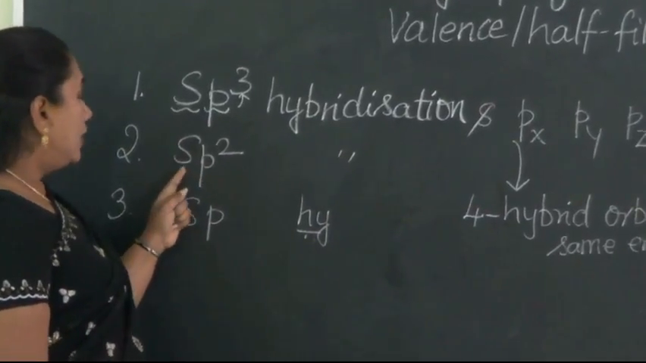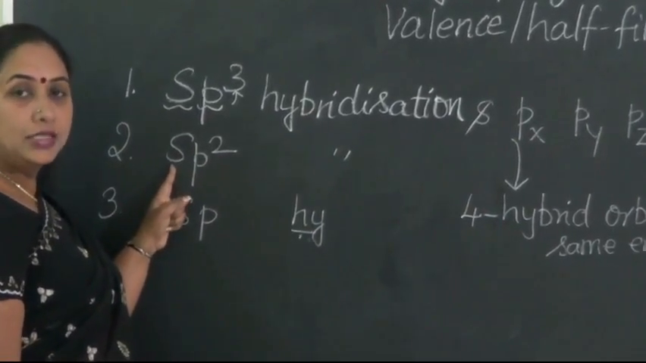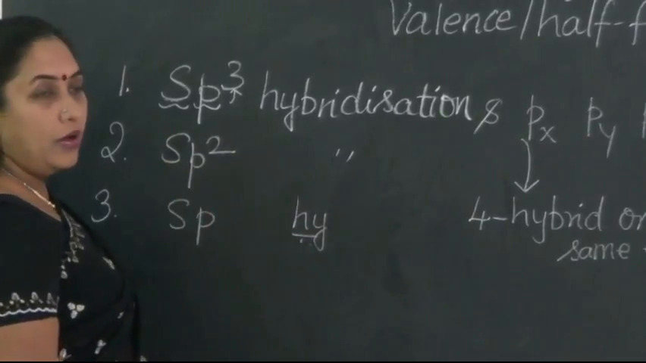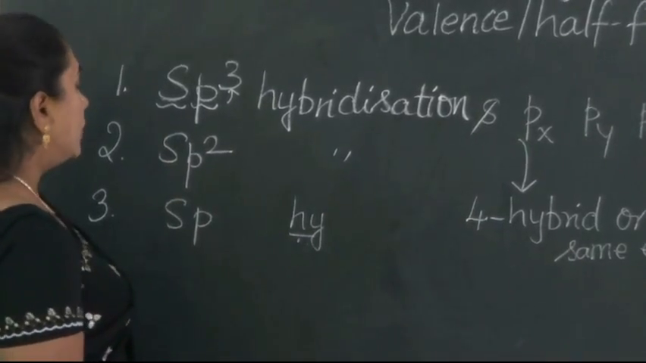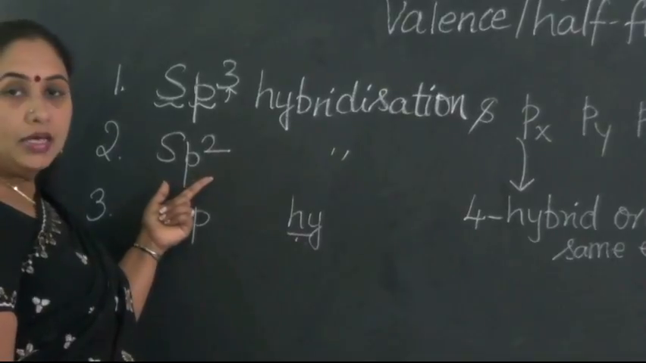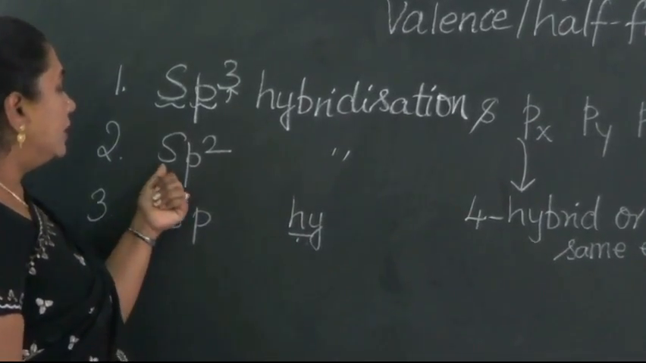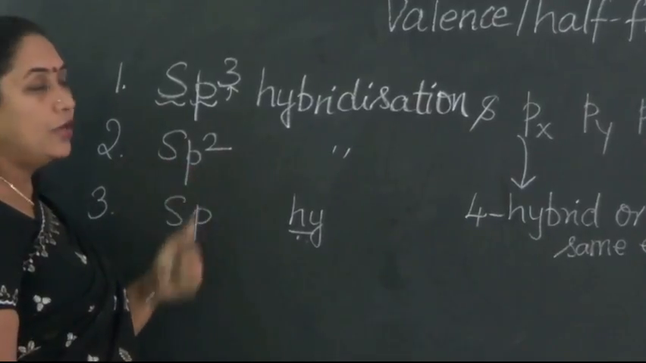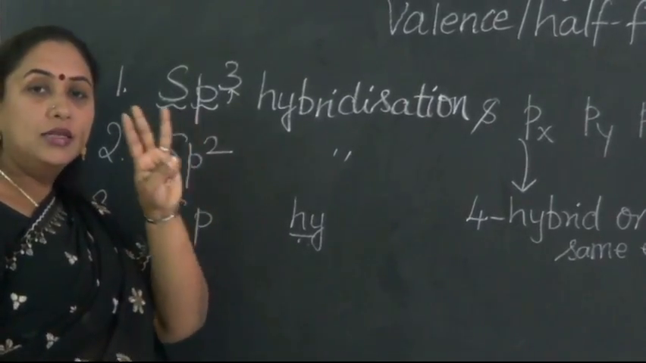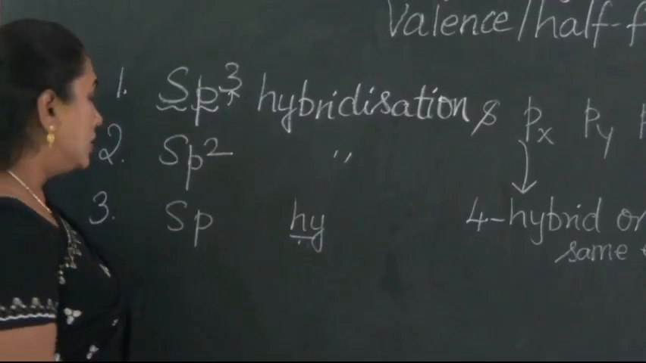sp2 means there is participation of one of the s orbital and 2 of the p orbitals. Which 2 p orbitals will be participating? Px and py. How many hybrid orbitals will be obtained? There is participation of 3 atomic orbitals, so it will yield us 3 hybrid orbitals.